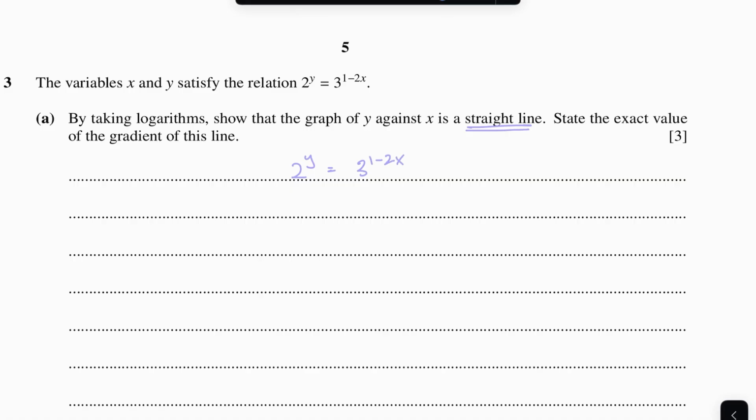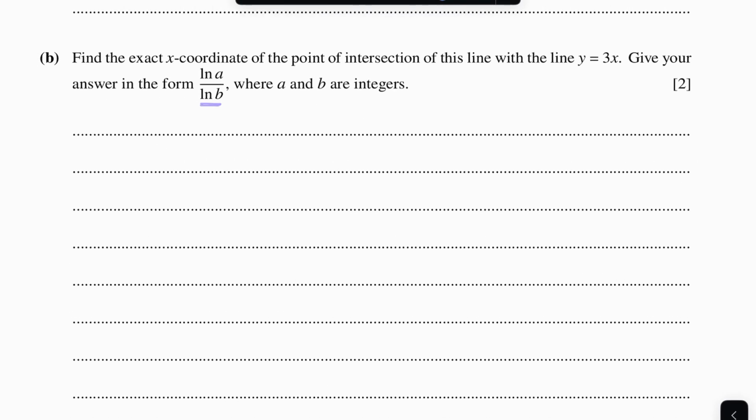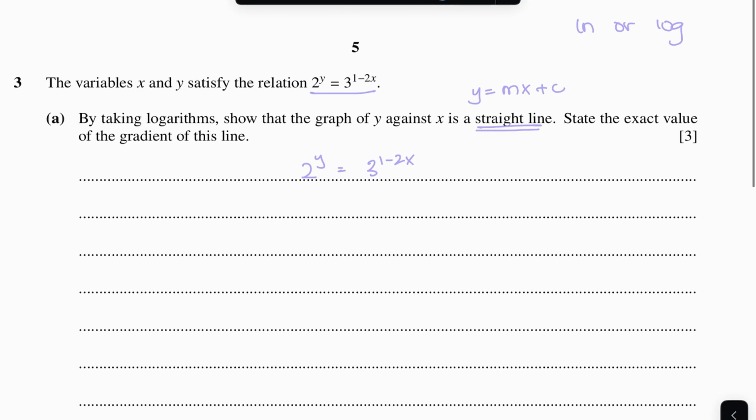So this is the equation we have been given for the line. We need to show that this is a straight line and find the value of the gradient. Now, what is the equation of a straight line? We know this, it is y is equal to mx plus c. So we need to show this in the form y is equal to mx plus c. So we need to take log on both sides. You can either take ln or log, but we can see in the next part that we have been asked in ln.